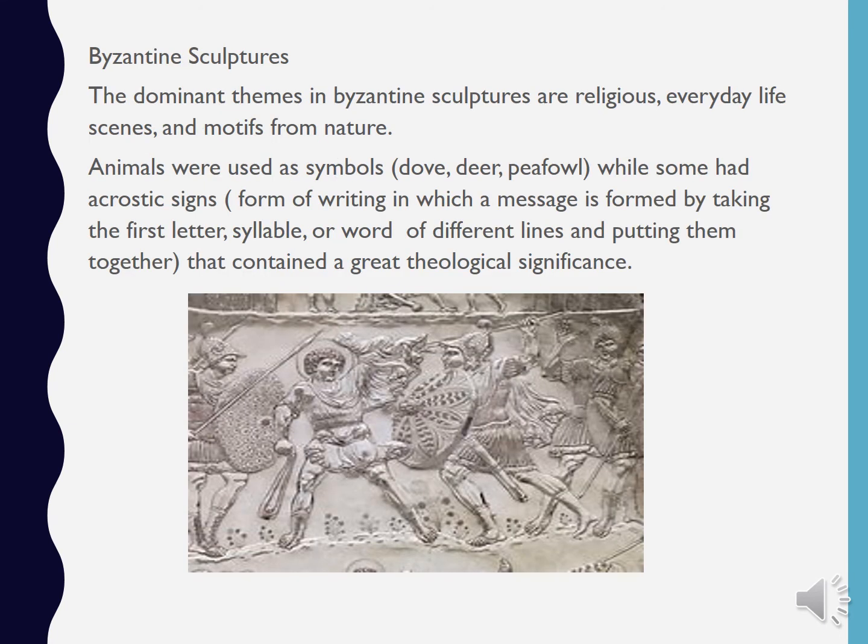Byzantine sculptures. The dominant themes in Byzantine sculptures are religious, everyday life scenes, and motifs from nature. Animals were used as symbols, such as the dove, bear, and peafowl, while some had acrostic signs, a form of writing in which a message is formed by taking the first letter, symbol, or word of different lines and putting them together, that contain a great theological significance. So these are examples of Byzantine sculptures.